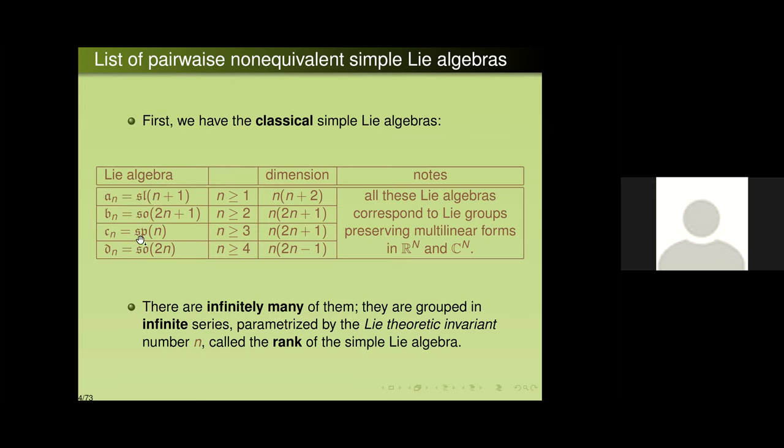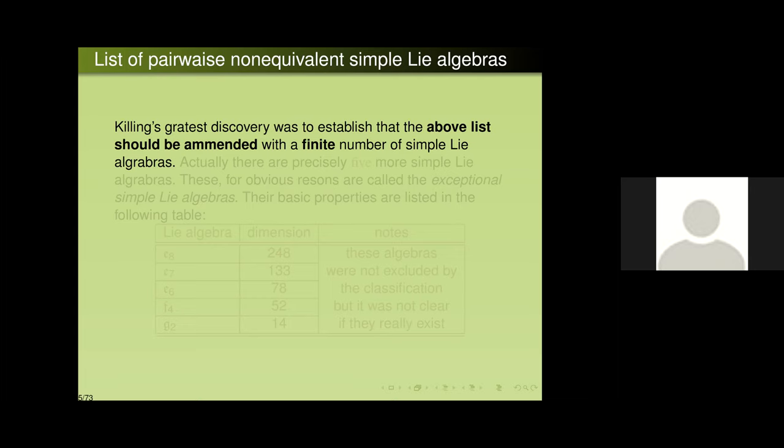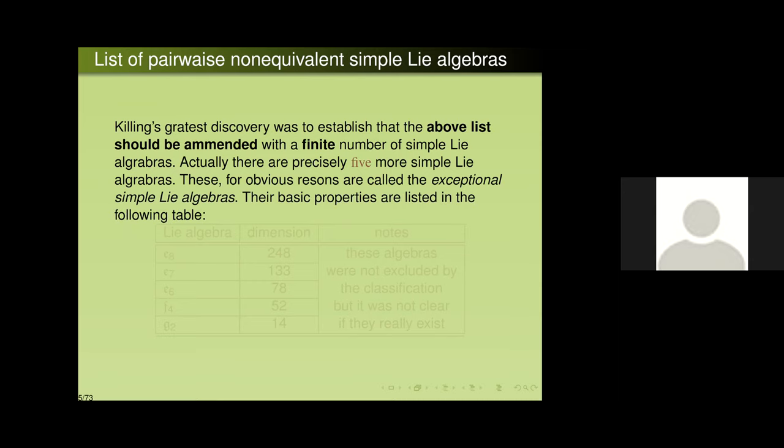They knew that these are so, and when Killing tried to classify them, he believed that these were all. But his greatest discovery was that actually there are a few more, and there is a finite number of them. Actually, there are five more simple Lie algebras. And since they are not in an infinite series and there are precisely five of them, they are called exceptional simple Lie algebras. And their basic properties are listed in the following table.